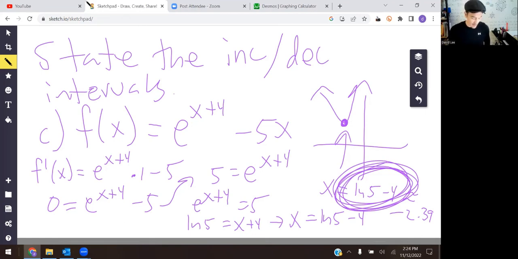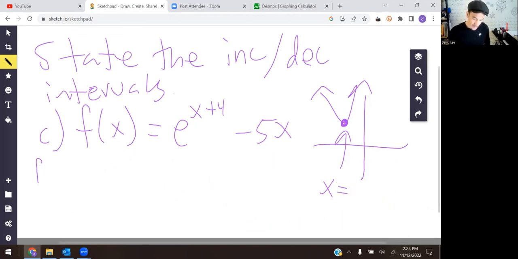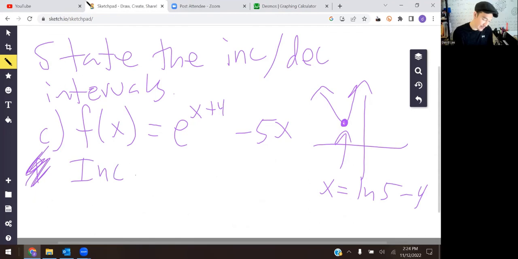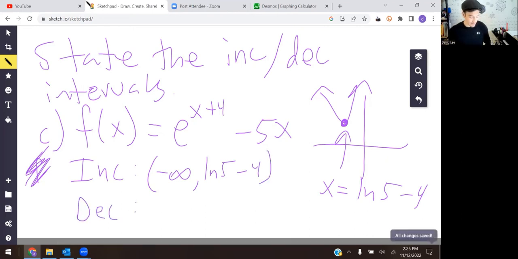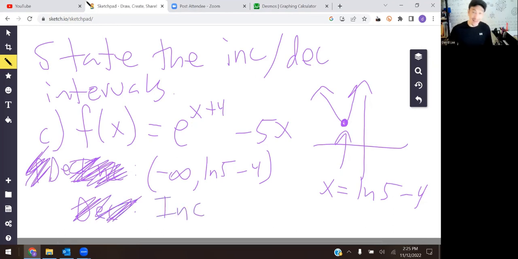So final answer, make sure you have this critical number written down because I'm going to erase it. ln 5 minus 4. Our critical number was this guy here. So now for our final answer, we can say that the picture is increasing from negative infinity to ln 5 minus 4. And the graph was going down. Haha, JK. This guy was actually the decrease, and this guy was actually the increase.